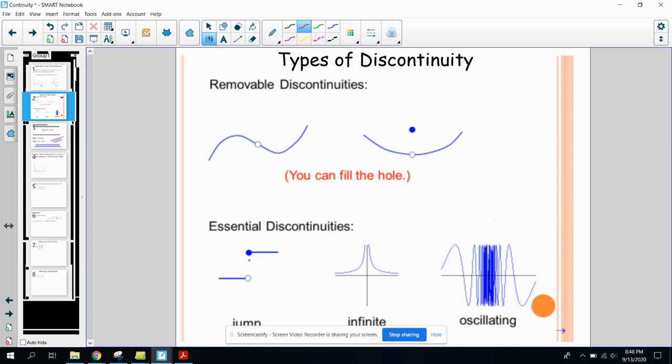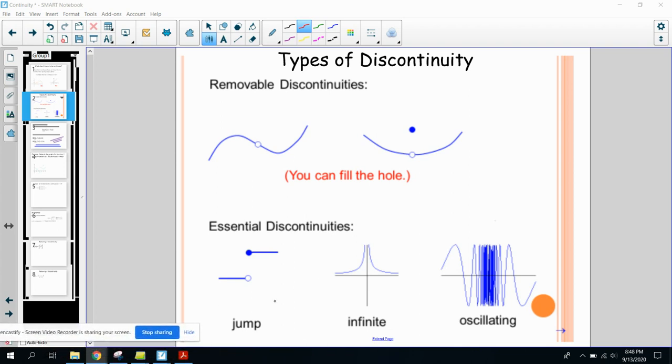There are three main types of non-removable discontinuity. That would be a jump discontinuity, so it looks like a jump; an infinite discontinuity, which is when you have a vertical asymptote and then your graph is going either towards infinity or negative infinity; or an oscillating function where it's oscillating back and forth and it gets real squiggly and you can't really see what it's doing. When you have a real squiggly one like that, that is also a discontinuity.